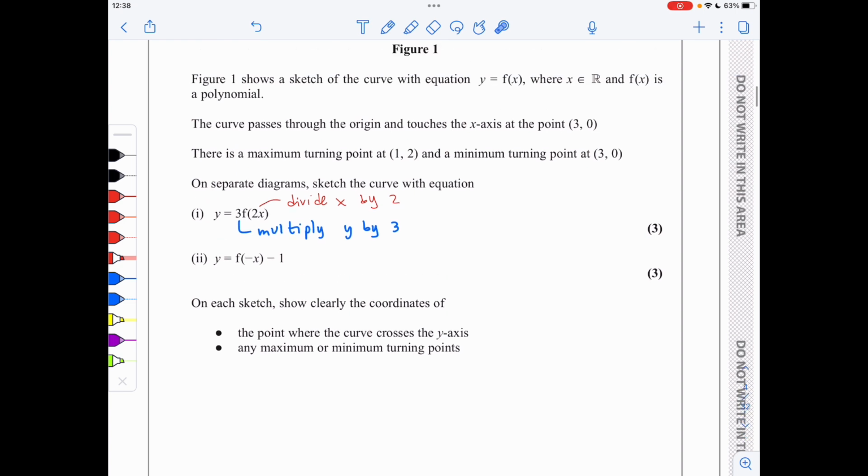In part ii, we've got y is f of minus x minus 1. So the minus x corresponds to a reflection along the y-axis. So we are multiplying all the x's by -1, so we are reflecting along the y-axis. And the -1 outside means that we are deducting 1 from y. So it's a translation 1 unit downwards.